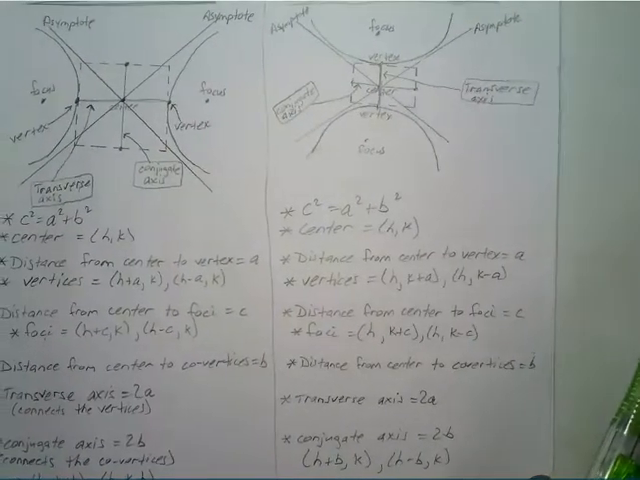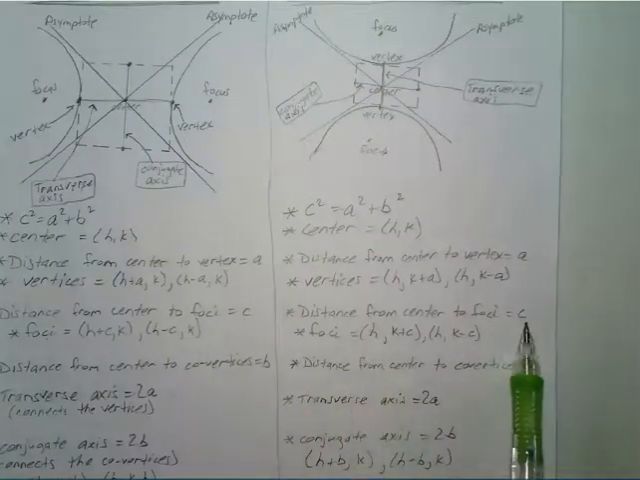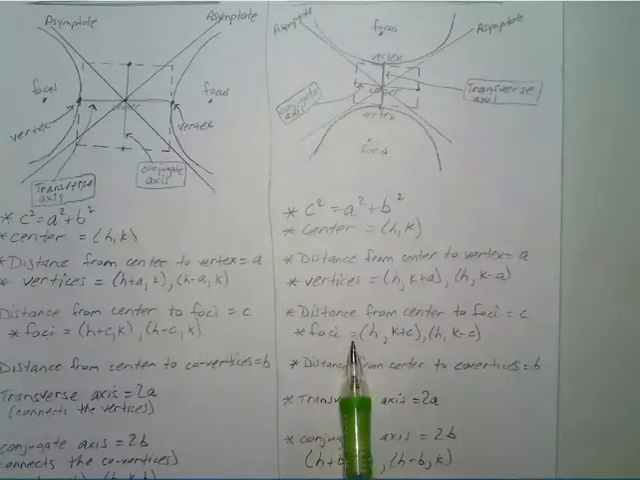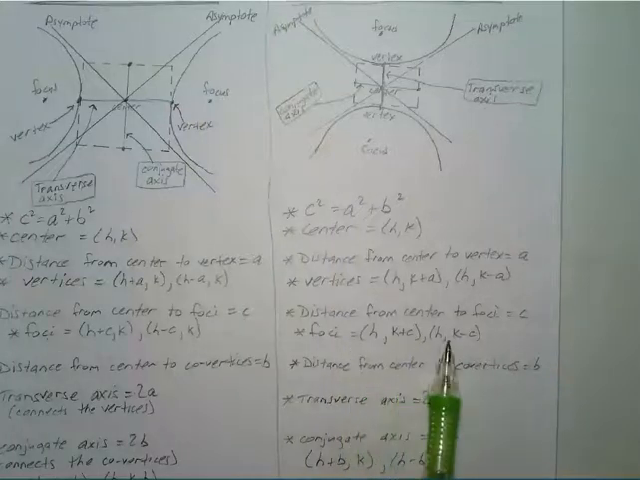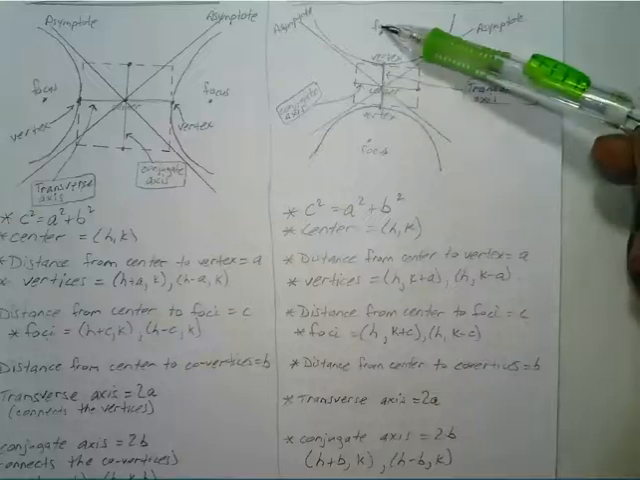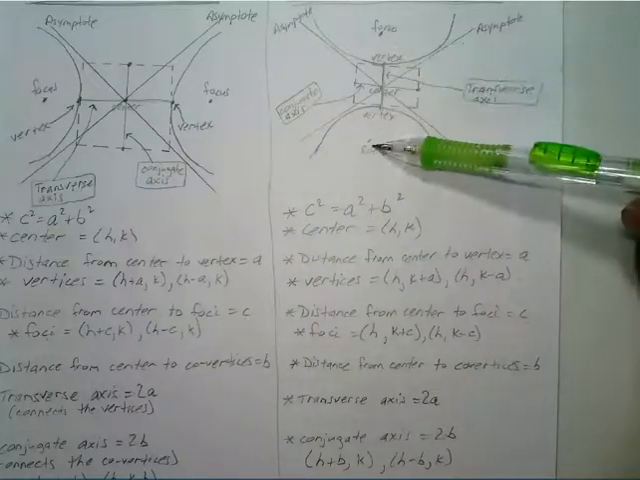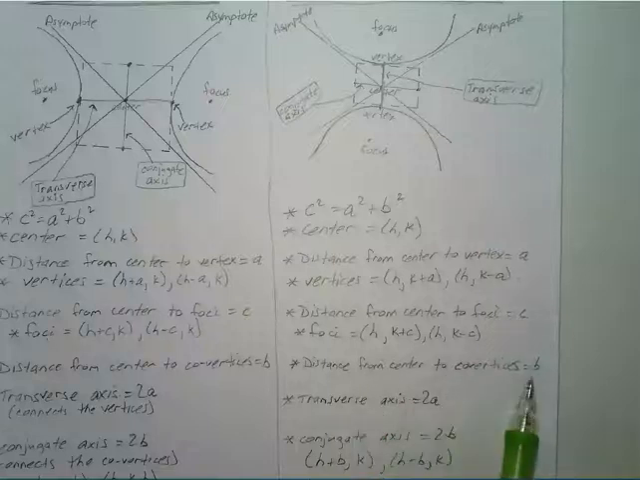Now the distance from the center to the foci is again equal to c, but to find the actual coordinates of the foci, notice the difference. You have (h, k plus c) and (h, k minus c). So you're starting at the center, and your k value goes up c and it goes down c. Now the distance from the center to the co-vertices, again, is b.